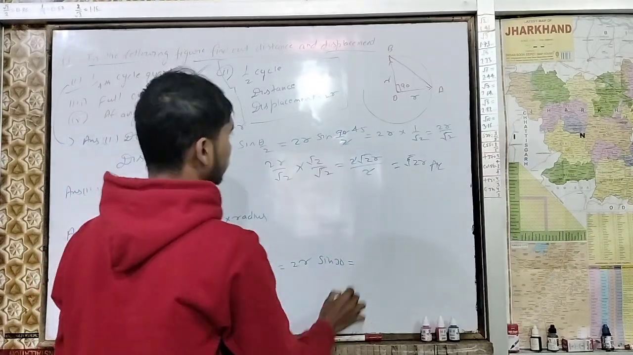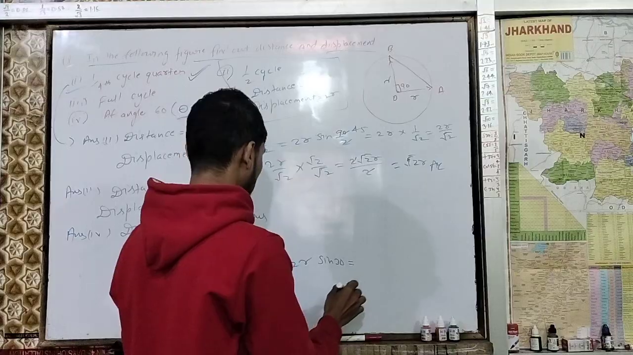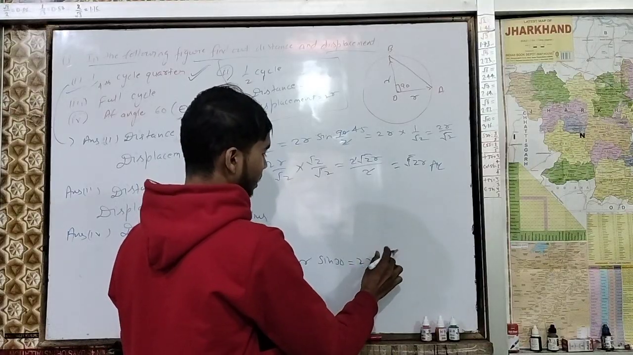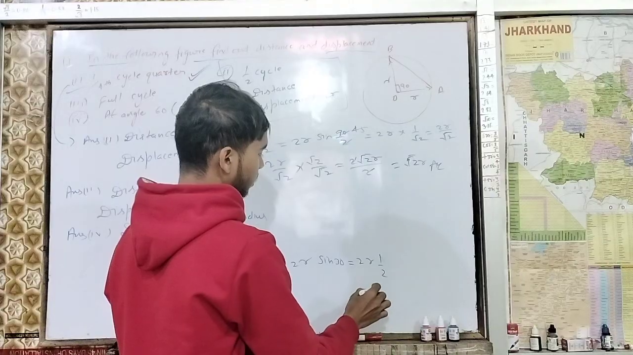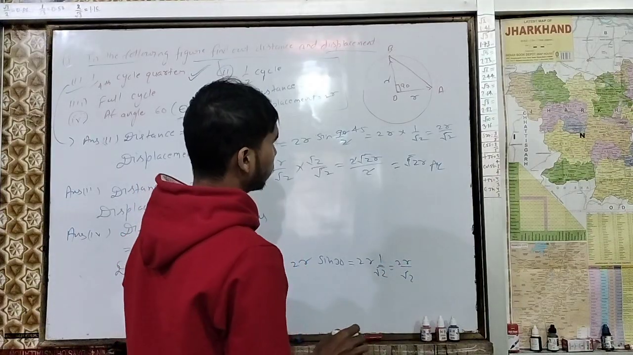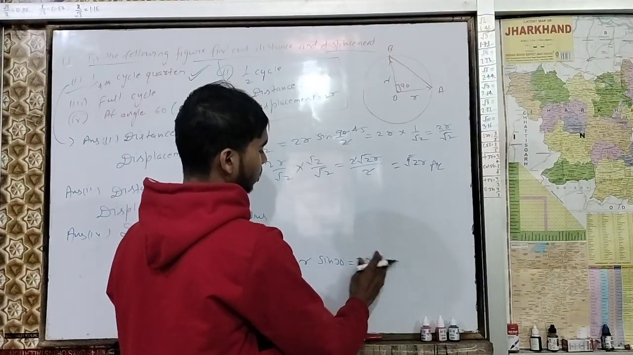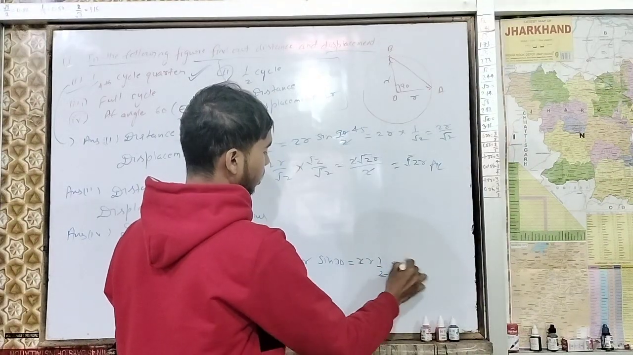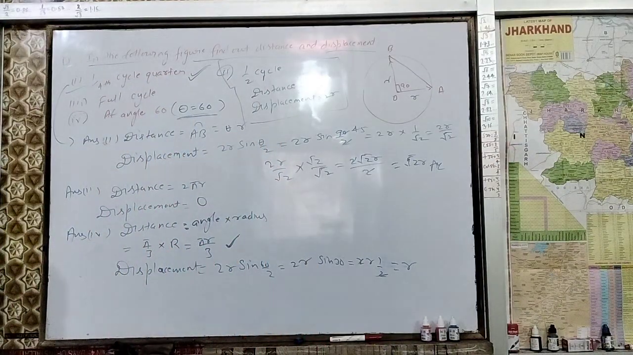The value of sine 30 we are already crystal clear about. So 2r stays as it is, sine 30 is 1 by 2. But hold on, only 1 by 2. So finally we got r as the displacement where theta is 60 degrees.